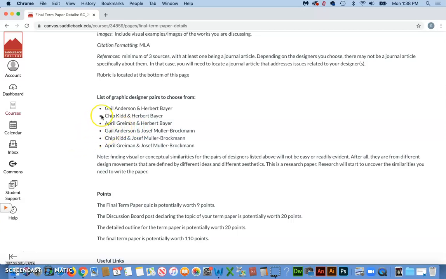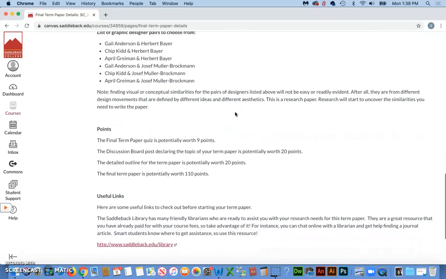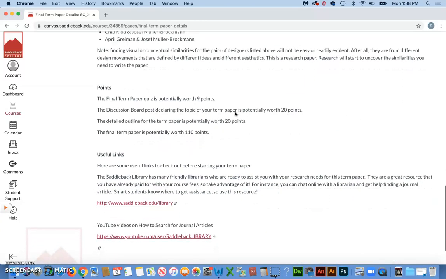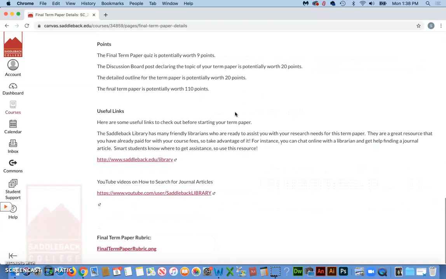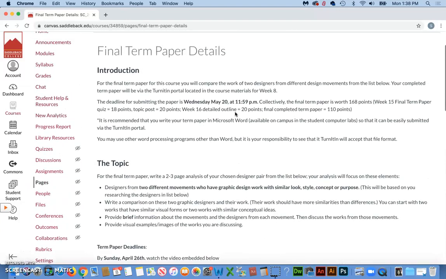So the main names that we have here are Gail Anderson, Herbert Bayer, Chip Kidd, April Greiman, and Josef Müller-Brockmann. Some of them, like Brockmann, you'll see sooner. Some of them quite later, like Chip Kidd, and so on. So anyway, I know some of you probably like, don't bog me down with too many details right now. But for those of you that do want to see it in advance, there's your chance.